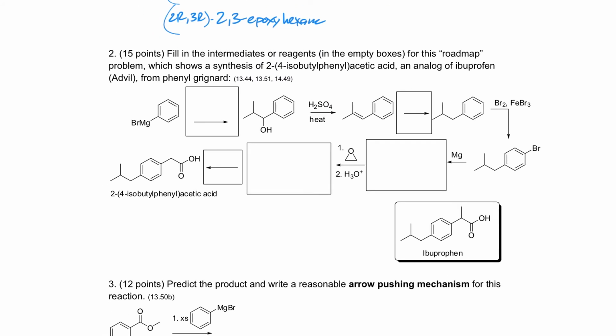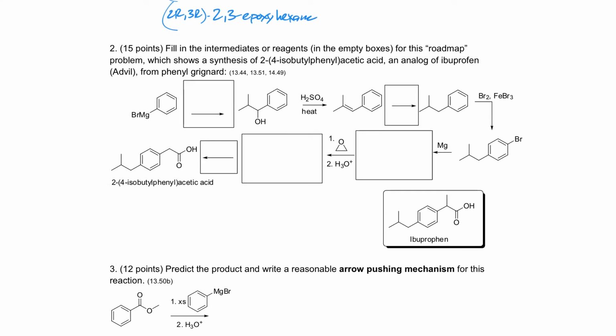Here's a roadmap problem where you're asked to fill in some reagents and or other compounds. The first one is a Grignard that is reacting to form a secondary alcohol. So we're going to make this bond right here. This is our original Grignard. I need to draw something that looks like this, but that would react with a Grignard, and that is an aldehyde. We know that Grignards plus aldehydes make secondary alcohols.